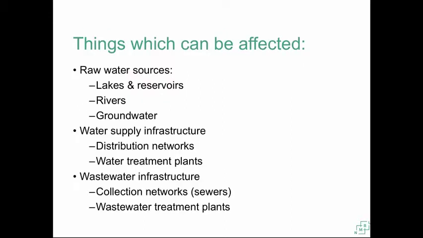So how can they affect the water sector? When it comes to drinking water, the raw water sources could be affected because of the amount of water and pollution levels. Water supply infrastructure, such as distribution networks, could be affected if there's going to be a sea level rise, and the water treatment plants and their processes are affected. There will be some lectures later, I understand, on that. And the wastewater infrastructure, the collection networks and sewers, which I will talk about a little bit now, and also wastewater treatment plants and the treatment processes will be affected.